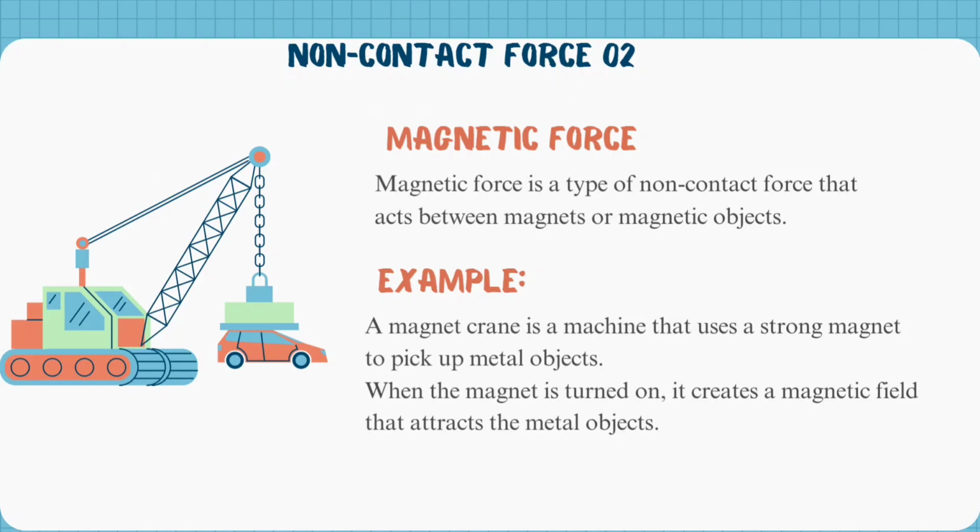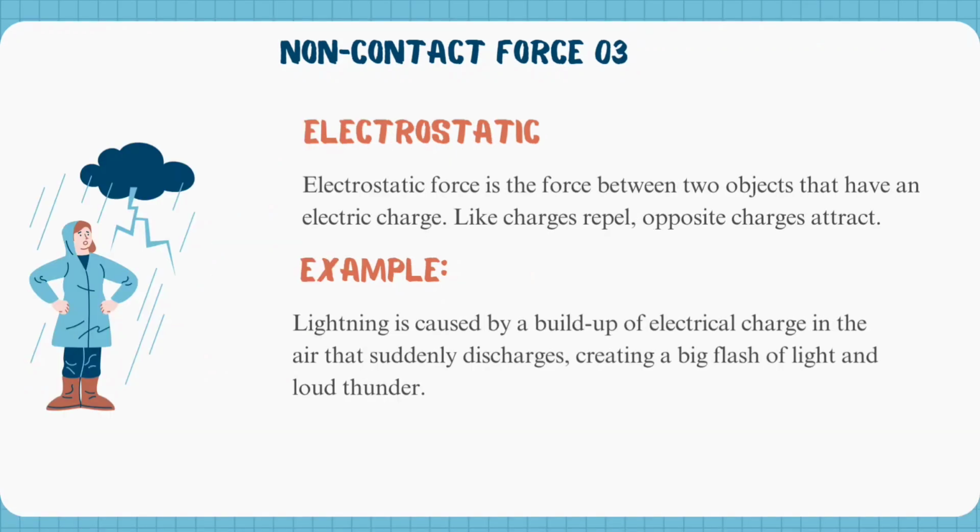Another non-contact force is the magnetic force. Magnetic force is a type of non-contact force that acts between a magnet and magnetic objects. For example, a magnet crane is a machine that uses a strong magnet to pick up metal objects. When the magnet is turned on, it creates a magnetic field that attracts the metal object. As the picture shows, the crane is lifting that vehicle with the help of a magnet, which is considered to be a non-contact force.